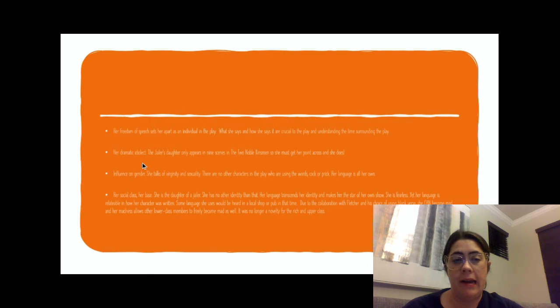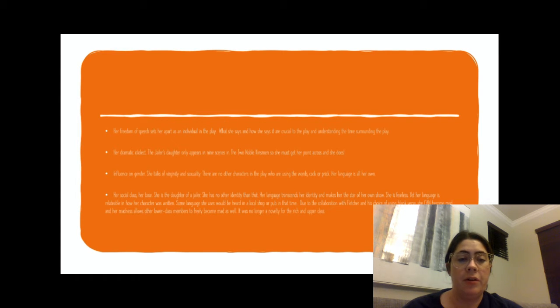Her dramatic idiolect. The Jailer's Daughter only appears in 9 scenes in The Two Noble Kinsmen, so she must get her point across, and she does. Her influence on gender and sexuality. She often also freely talks of virginity. There are many different vulgar words the Jailer's Daughter also uses throughout the play, which no other characters in the play do use. The language is all her own.